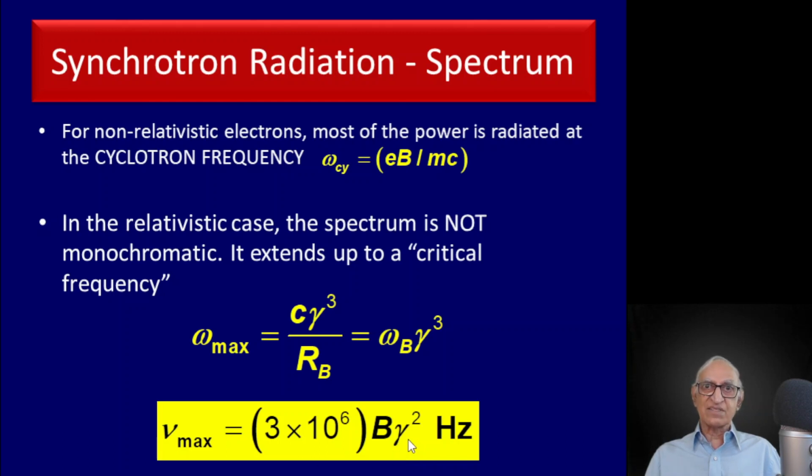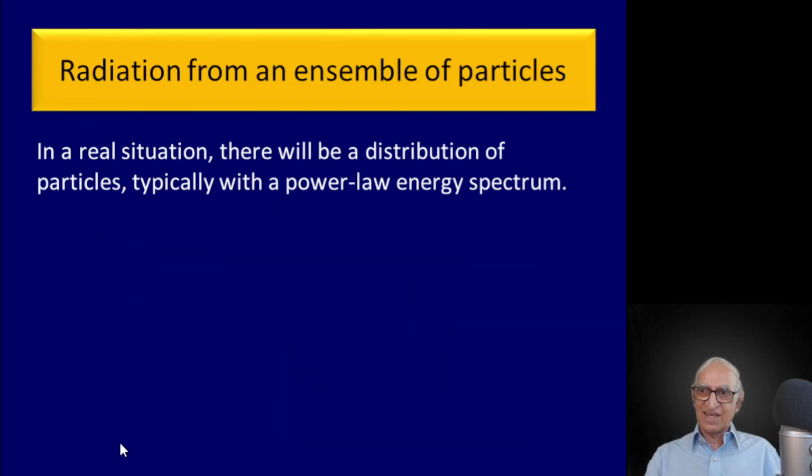Now, if gamma is 1,000, then the frequency at which it will radiate will not be 3 megahertz, but it will be 3 megahertz multiplied by 1,000,000. So it will be 3 times 10 to the power 12 hertz. So the frequency will not be at radio wavelength, but the frequency will be in gamma rays.